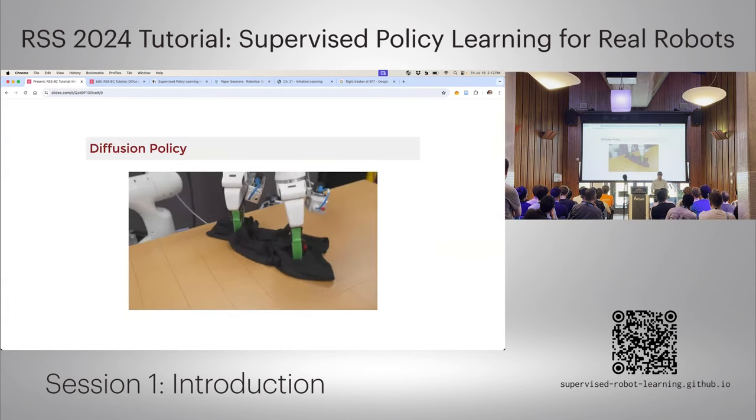Oftentimes you're going to be trying to do something on a real robot. Okay, you have a setup, you've collected some data, and now you want to run a policy on it. But even before you run a policy, even before you try to understand why this is working or not working, I think just running this is very helpful in practice.